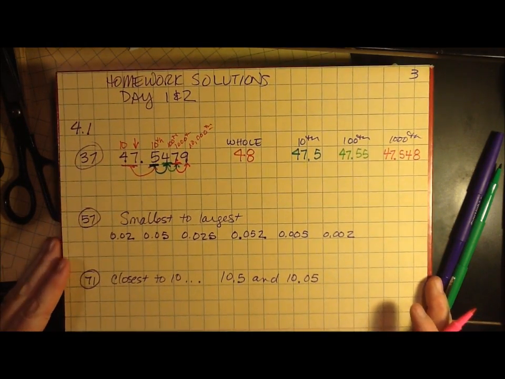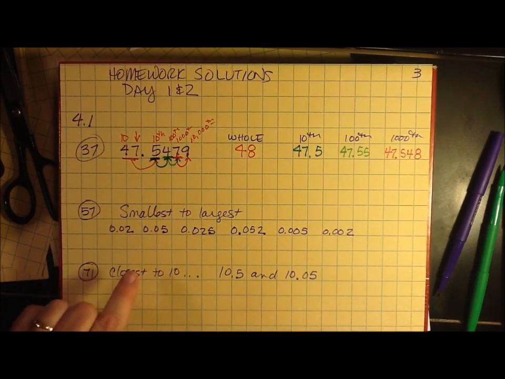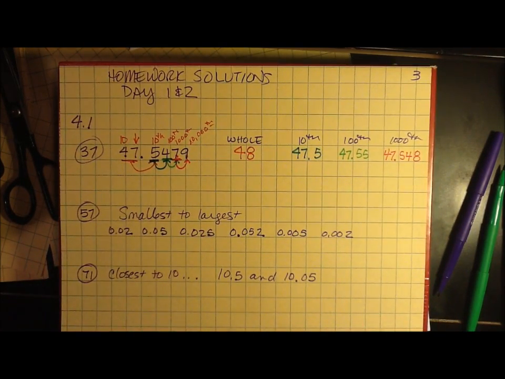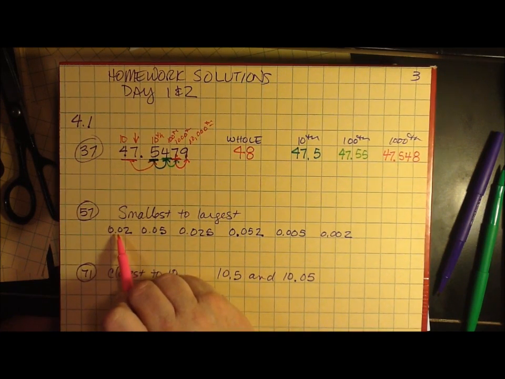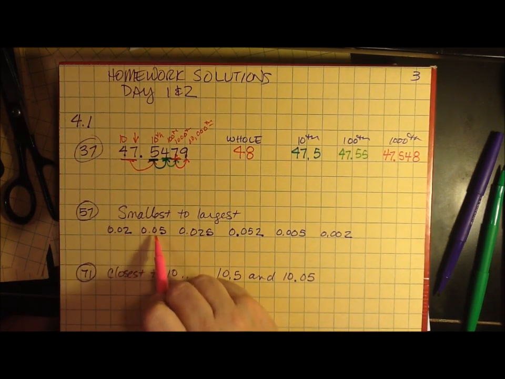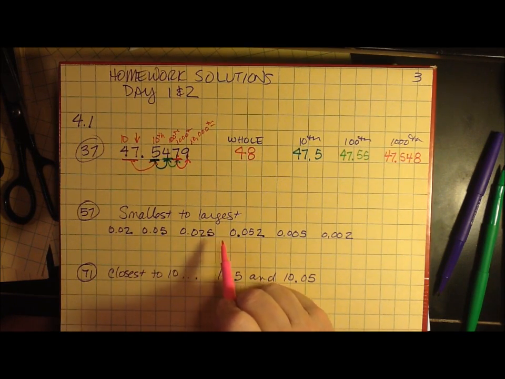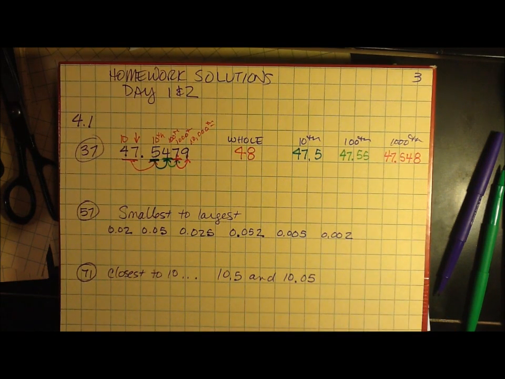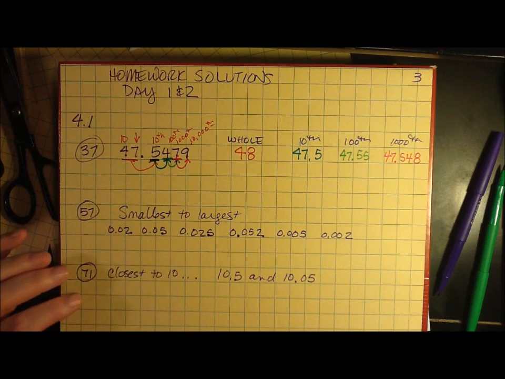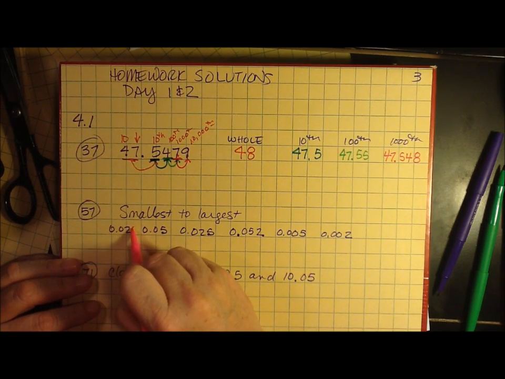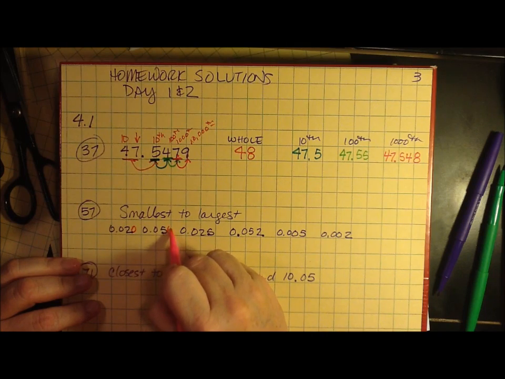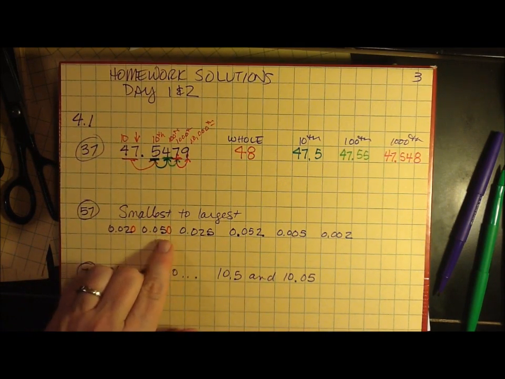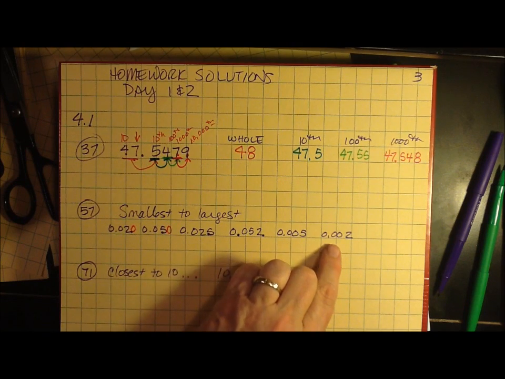So here in number 57, we need to rank these smallest to largest. And let's read these. This is 2 hundredths, 5 hundredths, 25 thousandths, 52 thousandths, 5 thousandths, 2 thousandths. Well, when I'm comparing fractions, and a decimal is a kind of fraction, I want them all to have the same denominator. So to do that, I'm going to add a little 0 here and add a little 0 here. And now you notice that each one of my decimals has 3 places to the right of the decimal point.